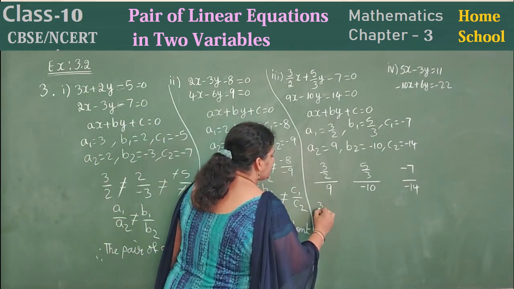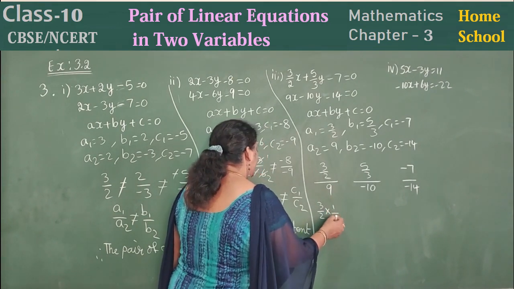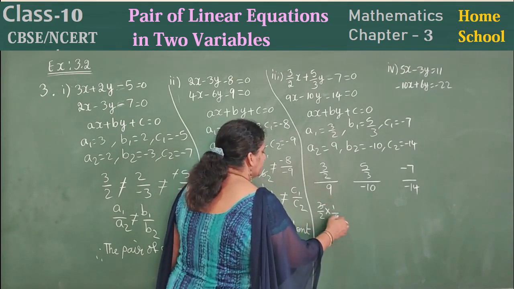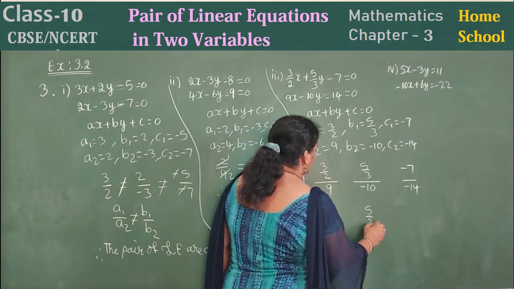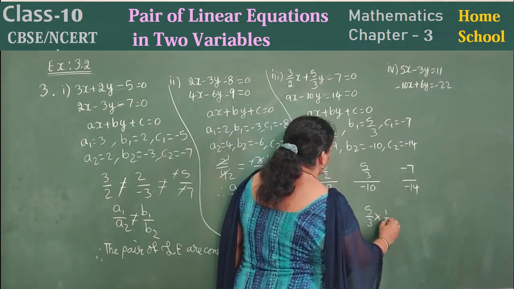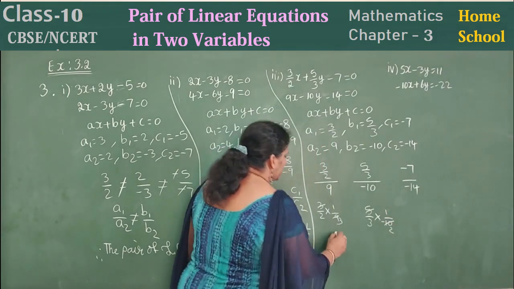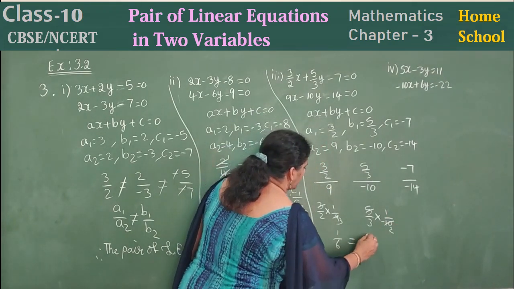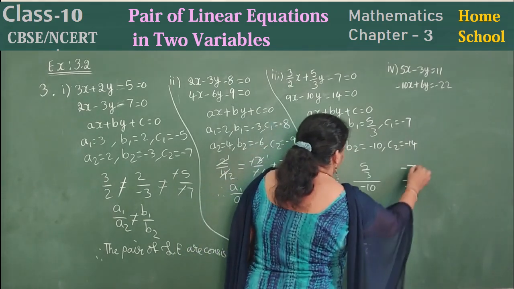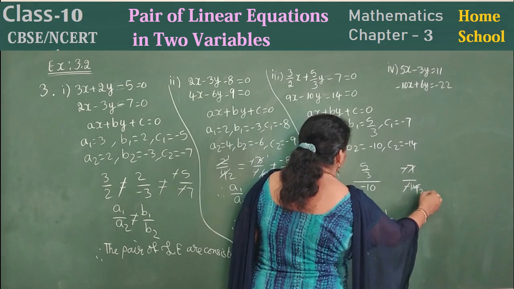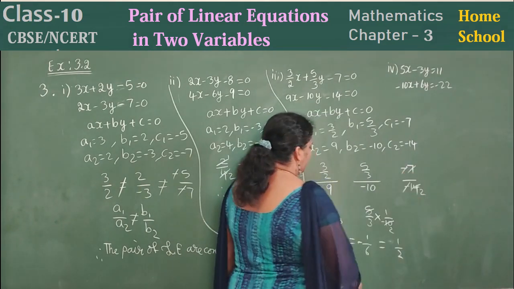This one is 3 by 2 into 9 by 1, so it will be 1 by 9, since 3 threes are 9. And this one will be 5 by 3 into 1 by minus 10. 5 twos are 10, so that will be minus 1 by 6. And this will be minus cancel 7 by 2, that will be minus cancel, it will be 1 by 2.